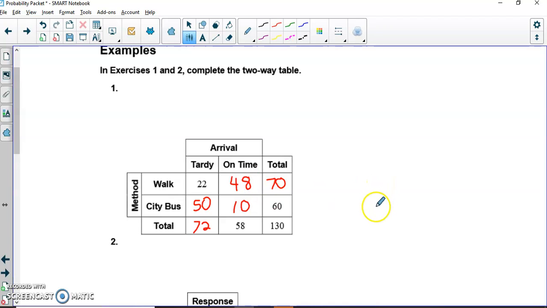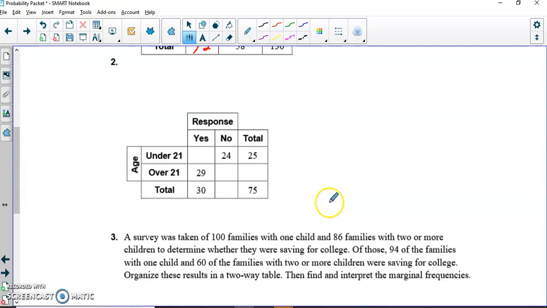Now sometimes they give you the whole two-way table and you have to do something with it. This would be how you'd fill in missing information on a two-way table. Okay, so let's look at number 2. What I want you to do is pause the video and fill the numbers on your own and then hit play and see how you did.